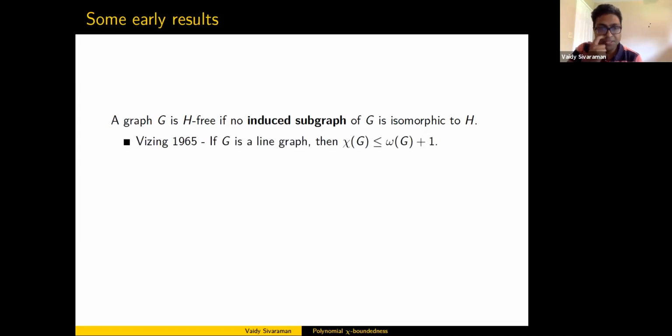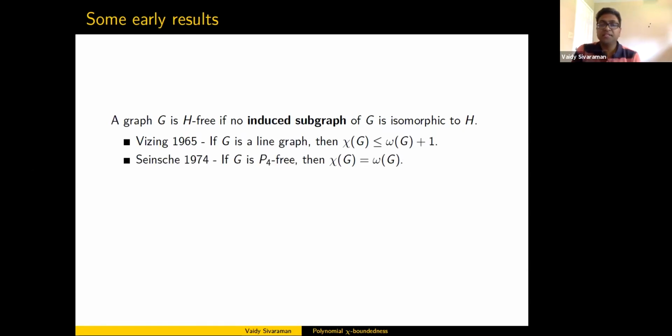Here are some early results. Vizing in 1965 famously proved his theorem on edge coloring, which can be rephrased as: for line graphs, the chromatic number is at most the clique number plus 1.